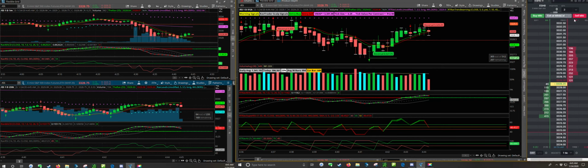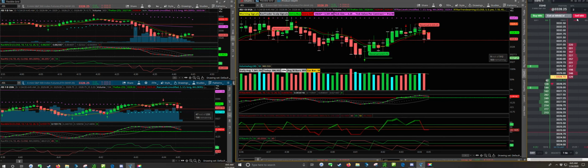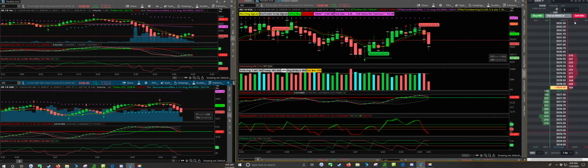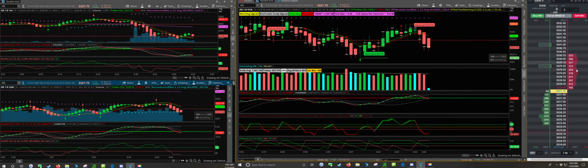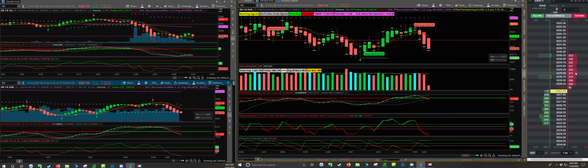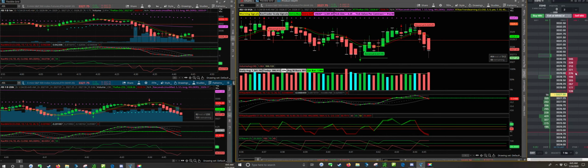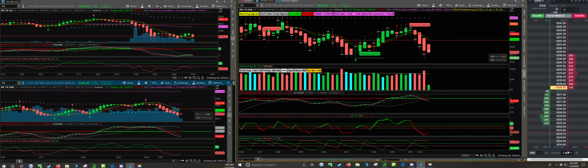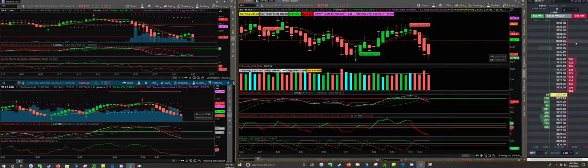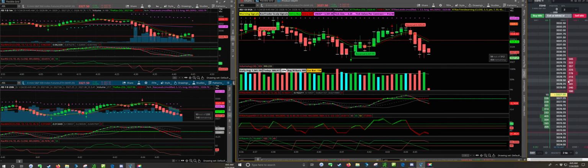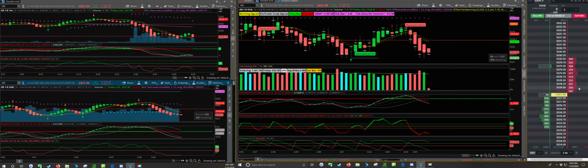Order 28.5 filled. Short triggered. Go ahead and take your profit on that. Order filled. One point in. Your road is wide. Your signals are all in play.